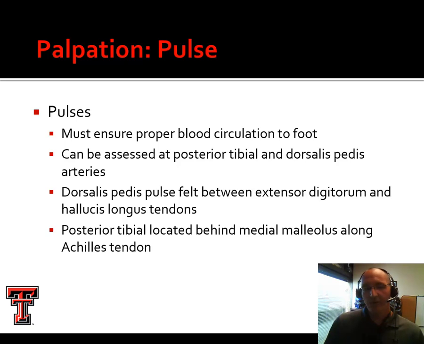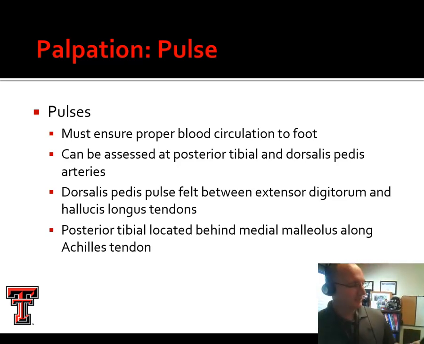The last palpation we do is for pulses. Okay, we want to make sure that we've got adequate circulation in the foot. So here we're going to do the posterior tib and the dorsalis pedis arteries. We can usually feel the posterior tib behind the medial malleolus, right along the Achilles tendon. And the dorsalis pedis, there's an easiest way to do that one.